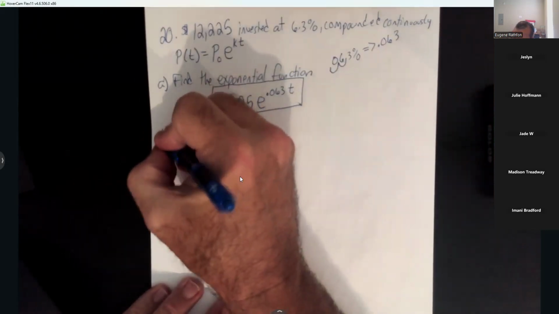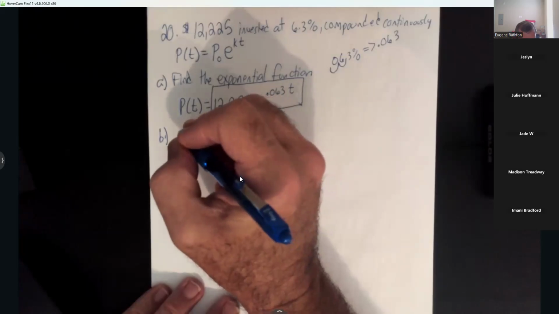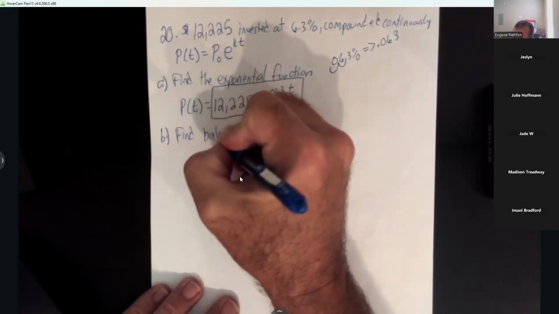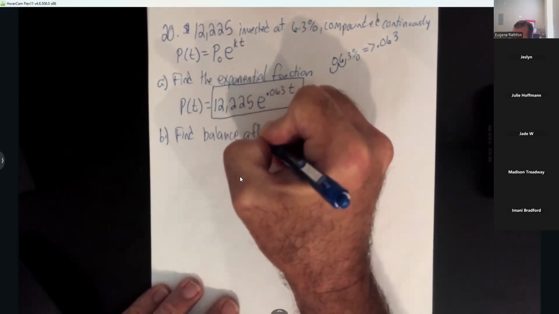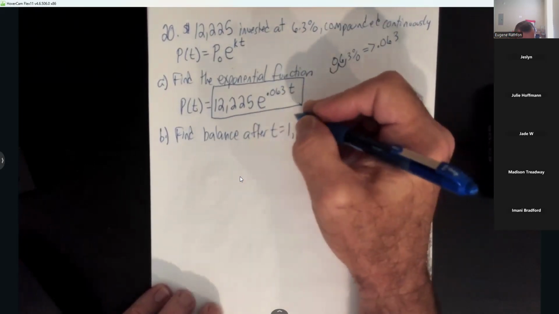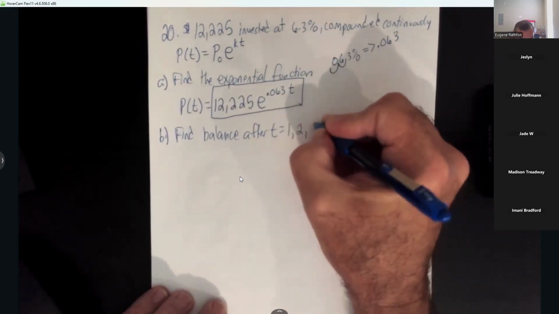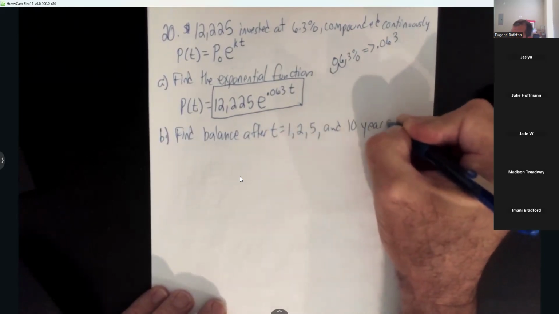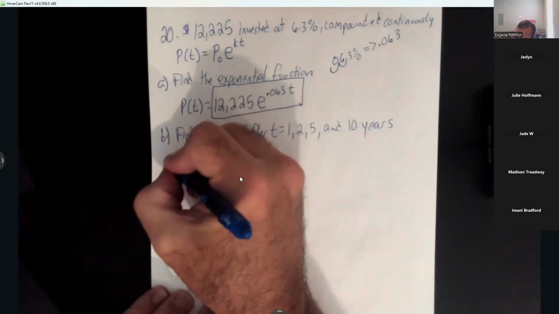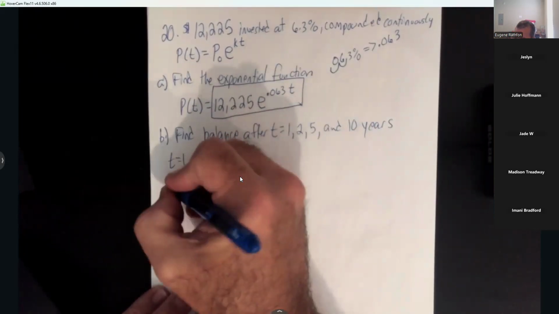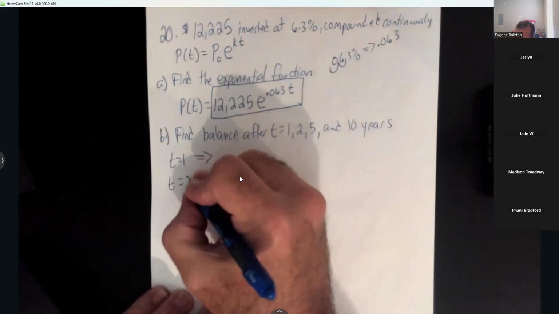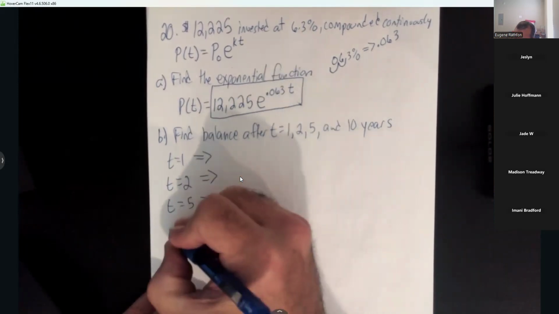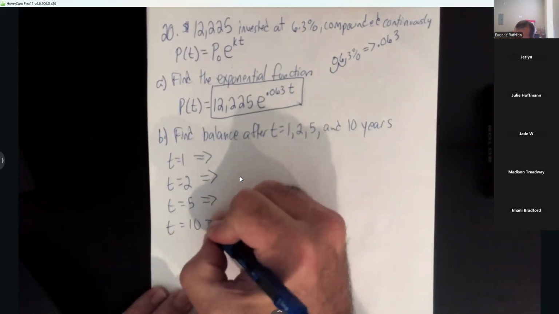So y'all, for A, this is what MathLab wants. Just the formula. Right, then B, find the balance after t equals 1, 2, 5, and 10 years. All right, so I'll do t equals 1, t equals 2, t equals 5, and then t equals 10.